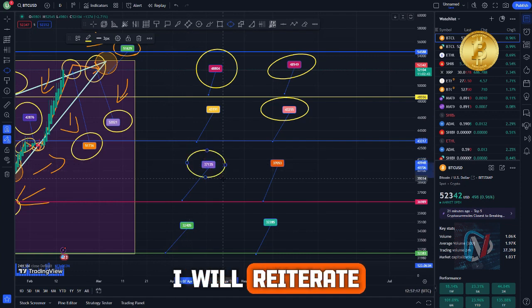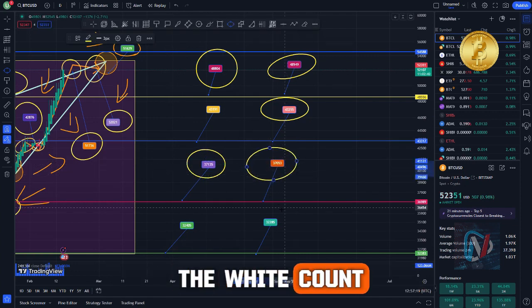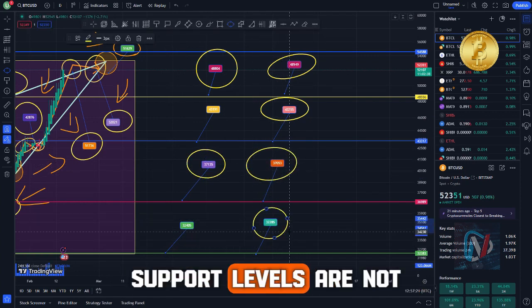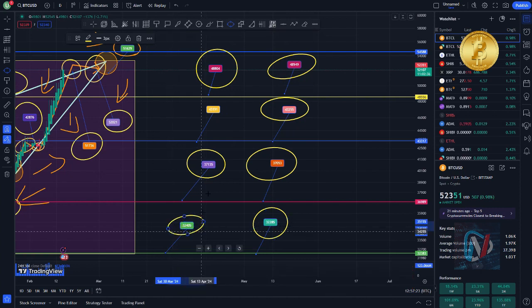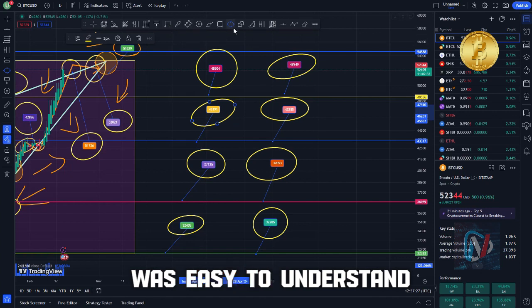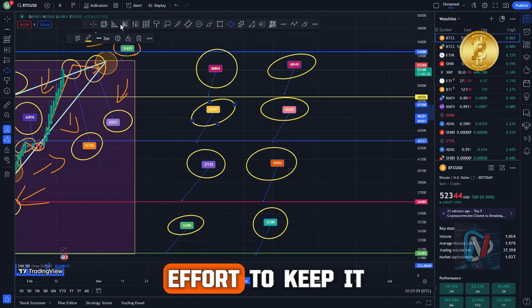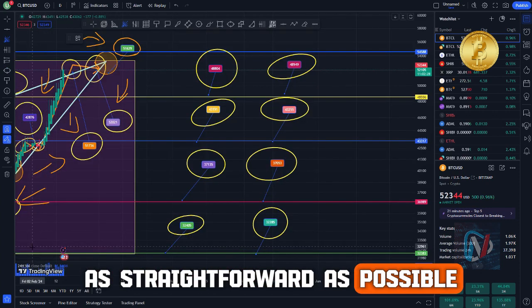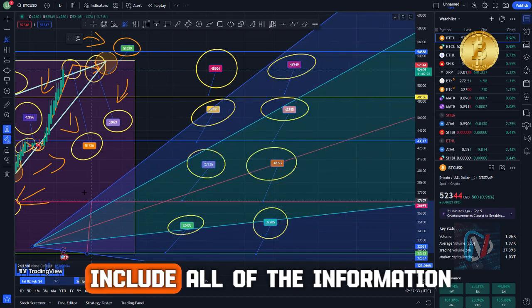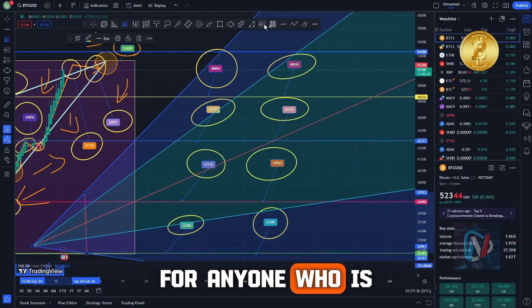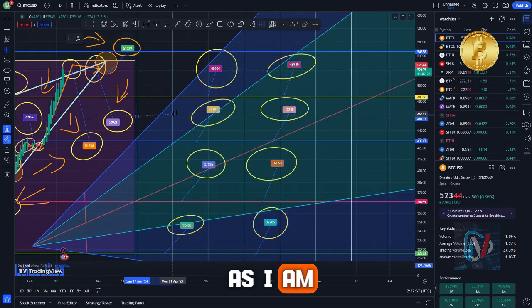I will reiterate that I am leaning towards the white count as long as my micro support levels are not broken to the downside. Let's have a look at it, shall we? I really hope that was easy to understand. I will make an effort to keep it as straightforward as possible, but I will also include all of the information for anyone who is as passionate about waves as I am.